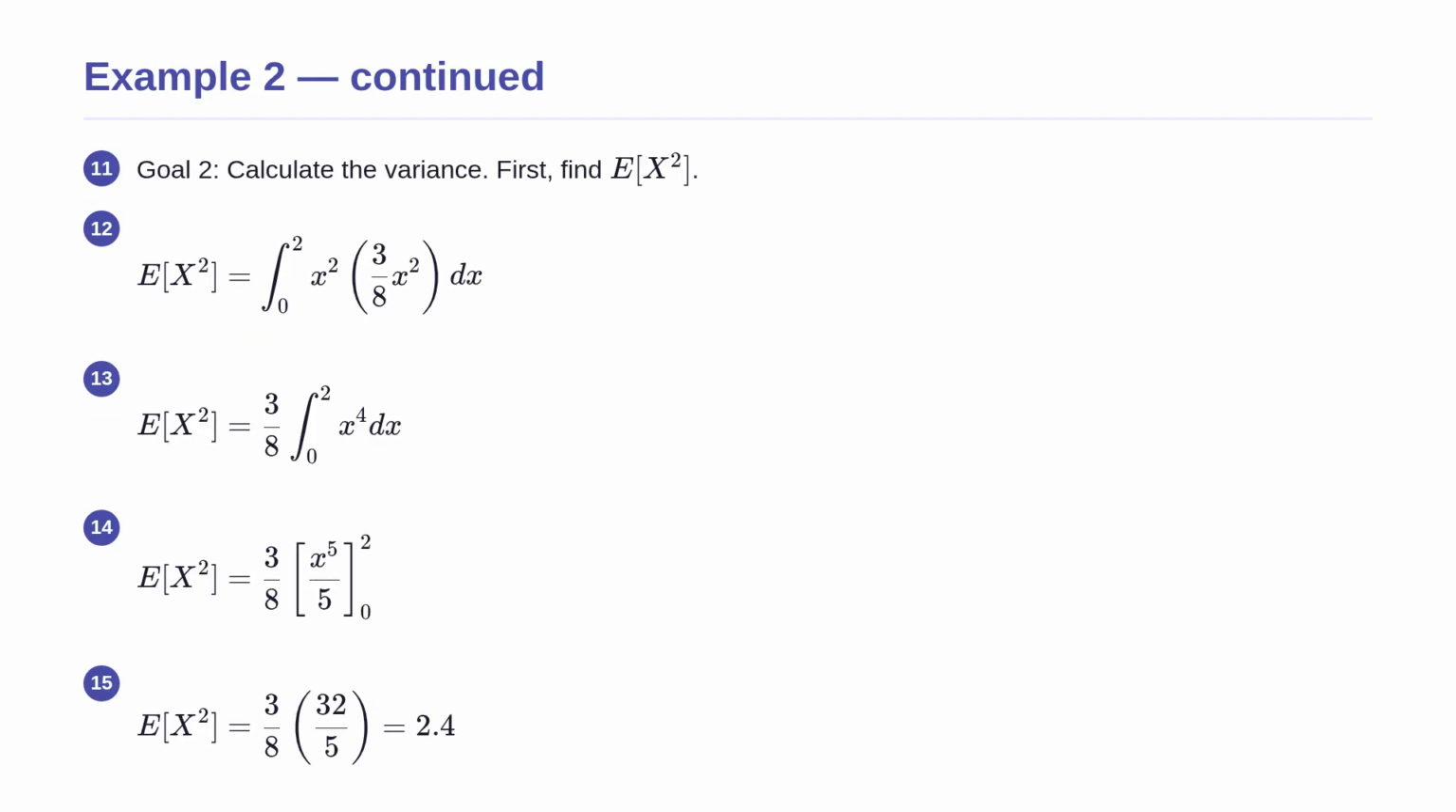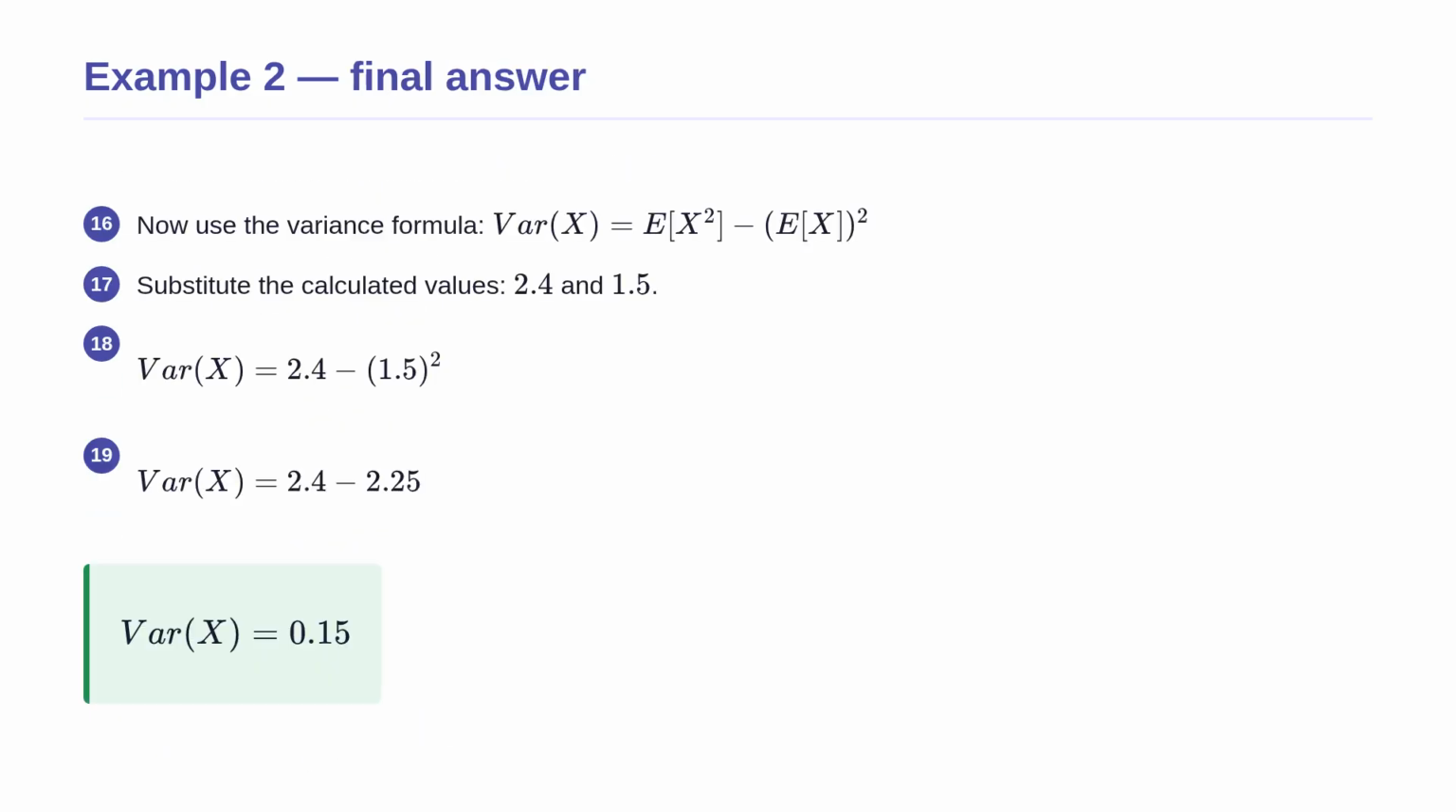Next, to find the variance, we first need to calculate the expected value of x squared. We multiply x squared by the density function and integrate. Combining the x squared terms gives x to the power of 4. We again pull the constant 3/8 to the front. The integral of x to the power of 4 is x to the power of 5 divided by 5. We evaluate this from 0 to 2. 2 to the power of 5 is 32. Substituting this in, we multiply 3/8 by 32/5, which gives us exactly 2.4.